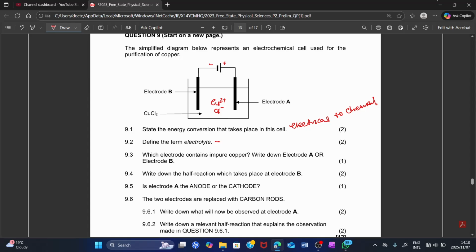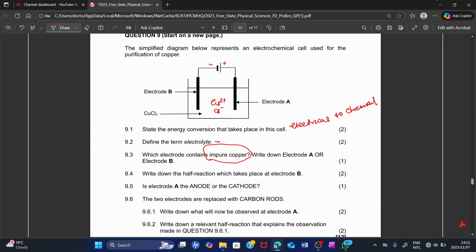Which electrode contains impure copper? Write down electrode A or B. Remember, it should be the one on the side where there is what? On the side where there is negative. You get the point? So it should be on the negative electrode. So which means that 9.3, no, not the negative electrode. I mean the positive. It should be the one with impure. It's oxidation, actually, what I mean.